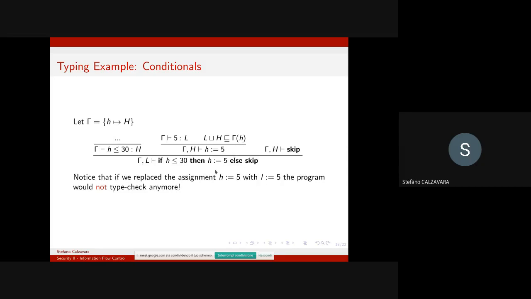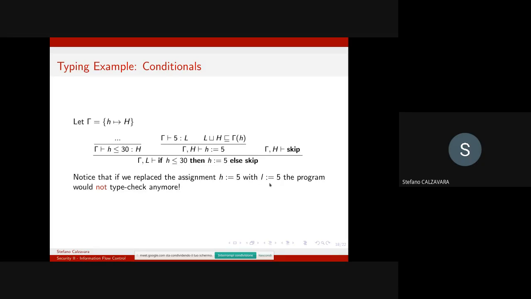However, what is interesting is that if we modify this program so that we don't assign to H here, but we assign to L, this program will not type check anymore. And there is a very good reason why it does not type check: we are actually revealing some information about H just by inspecting the content of the variable L.